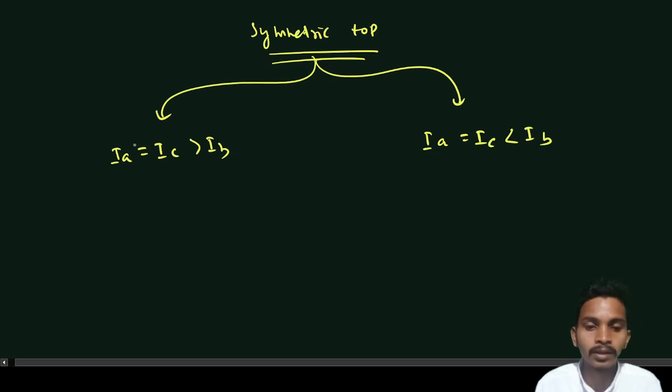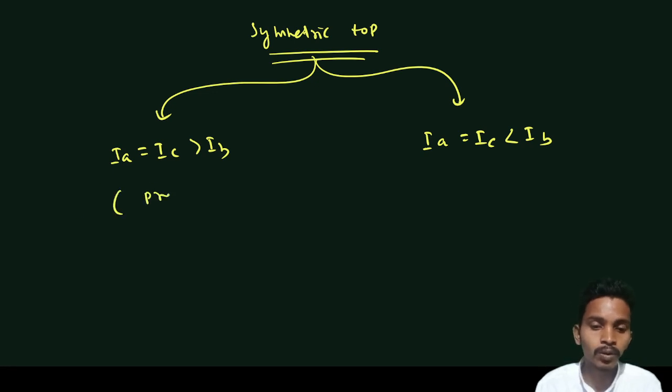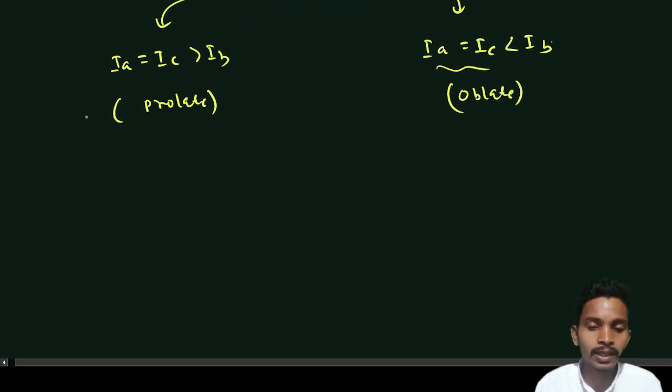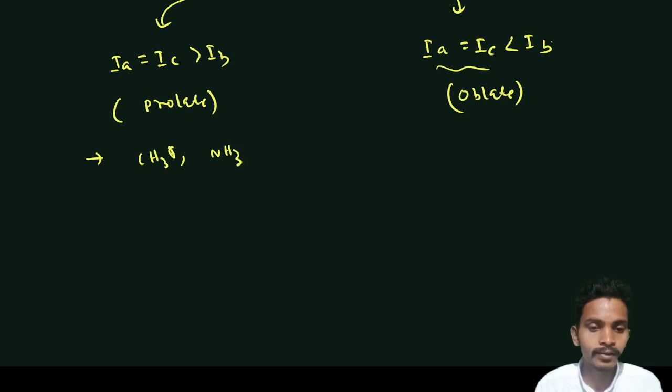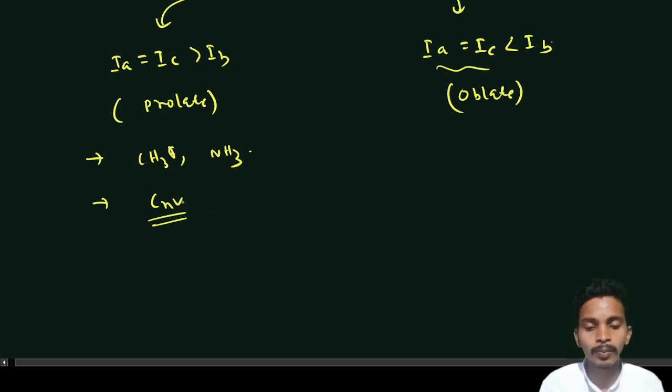Okay, so where IA equals IC and that is greater than IB, this type we call prolate molecules, and where these two are less than this, we call oblate molecules. Okay, and you notice that this type of molecules are like CH3F, NH3, so these belong to the point group CNV. So wherever the CNV point groups are, all lie in prolate types, and that N should be greater or equal to 3, not less than 3.